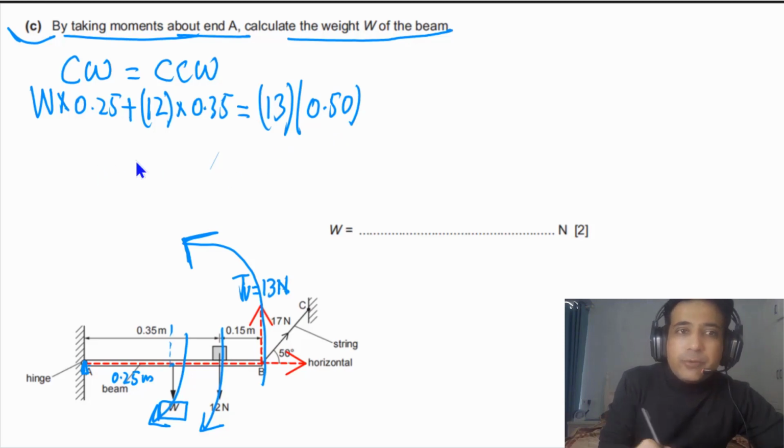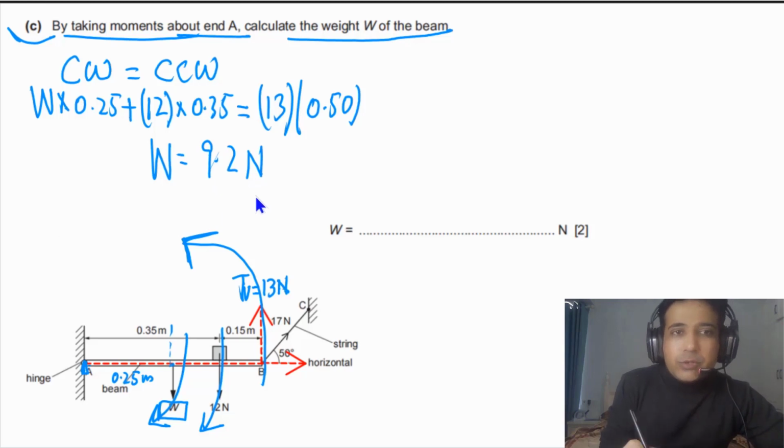Now if we solve this one for W, we can find out value of W, and in this case value of W will be equal to 9.2 newtons. So this is our final answer. And this question has only 2 marks. The first mark is the C mark. If you have calculated values of the moment, you will get 1 C mark. And if you have got the right answer, you will also get answer mark. So this is how marks will be awarded to you.